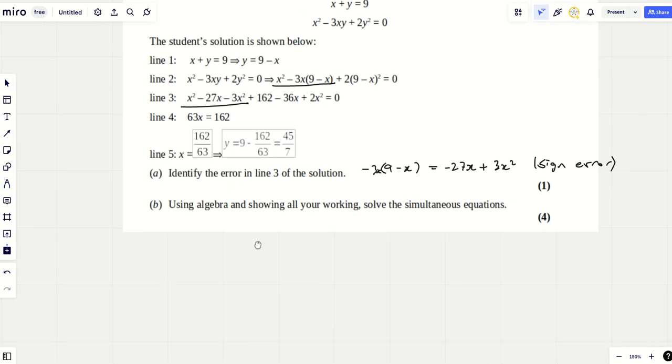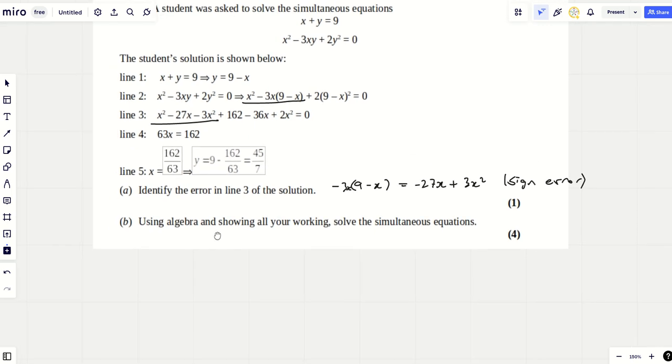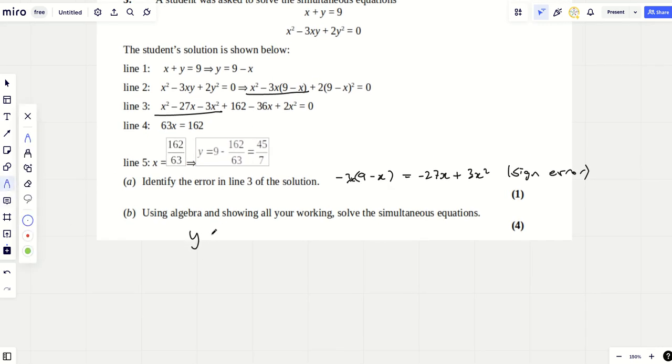Okay, using algebra and showing all your workings, solve the equation simultaneously. So what we've got is y is 9 minus x, and we've got x squared minus 3xy plus 2y squared is 0. And so that's going to give me, if we swap all y's out, minus 3x times 9 minus x, they've already done this work for you, plus 2 times 9 minus x all squared equals 0. Don't be lazy. If you don't write that in there equals 0, you could easily lose method marks. You must use the equal sign properly.